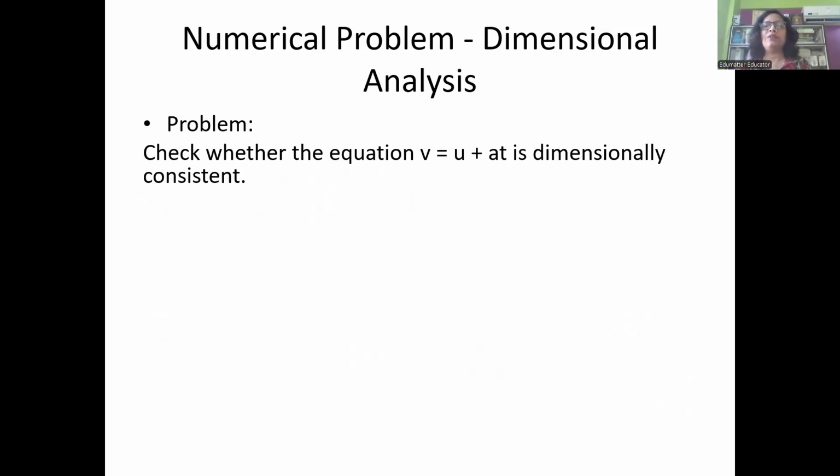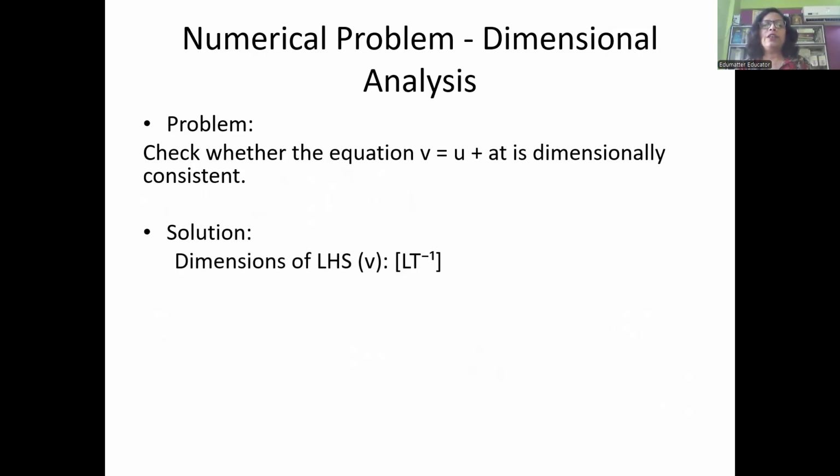U is initial velocity. When we are observing some object moving, we note the initial velocity as U, and the final velocity, where our observation ends, is V. And A is acceleration. T is the time taken to reach V from U. Now we have to check whether this equation is dimensionally consistent. If it is dimensionally consistent, we can say this is correct.